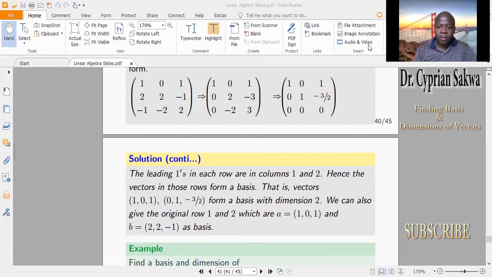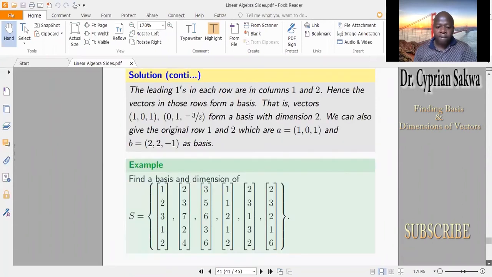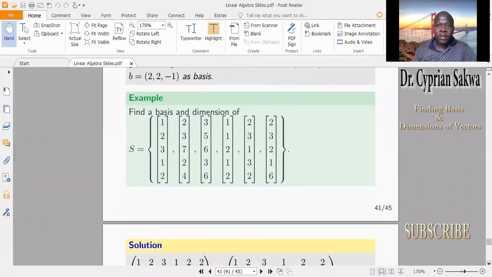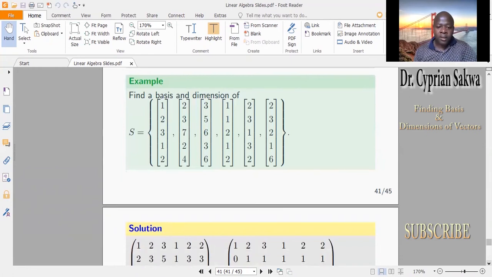So I think I should look at another example to make the knowledge of basis and the dimension clear. So this is my other example. Find a basis and dimension of this set. I'm given this set, and this set has this vector, this other vector. How many vectors are these? 1, 2, 3, 4, 5, 6. These are vectors that are in column form. Remember, they could be given to you in row form, but these ones have been given to us in column form. So I want a basis.